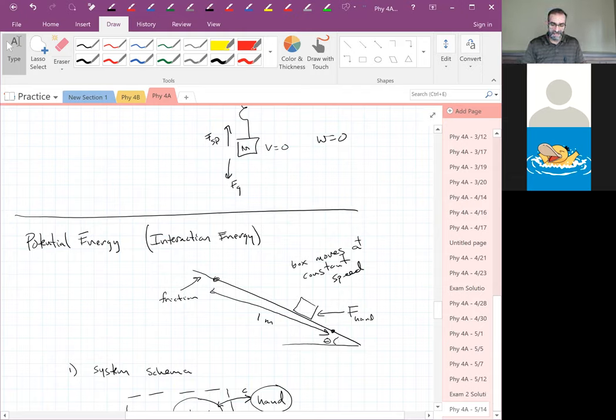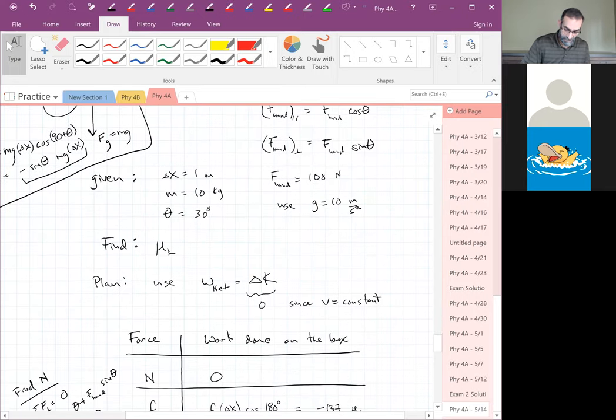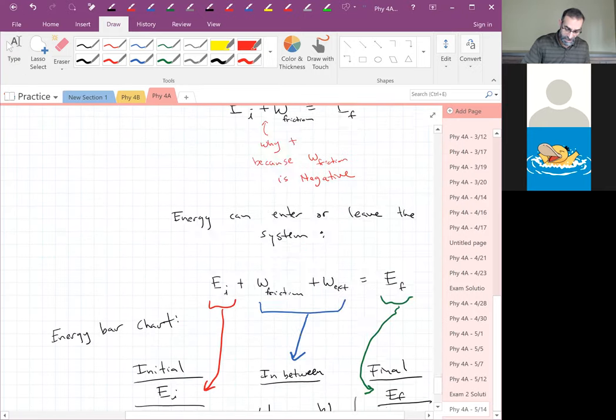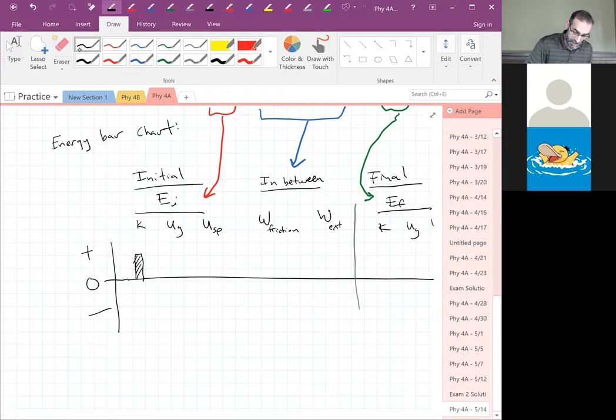So what makes sense in this problem? Either the beginning or the end. Most students would pick the lowest point, so let's pick the lowest point and call it zero. Where's the lowest point? At the beginning. So I'm going to call the beginning zero potential energy for gravitational potential energy.